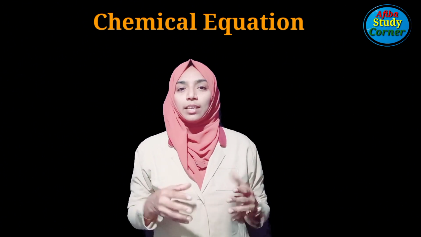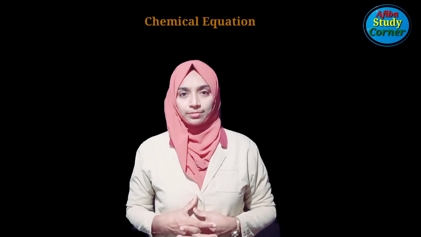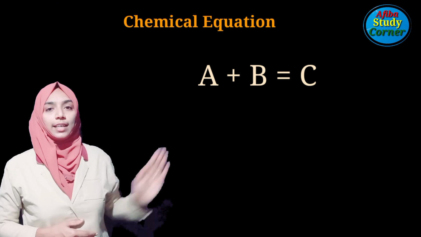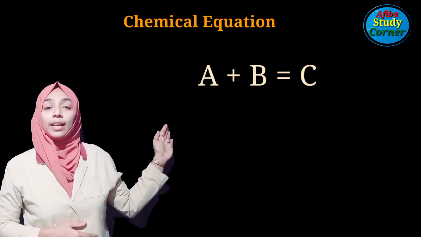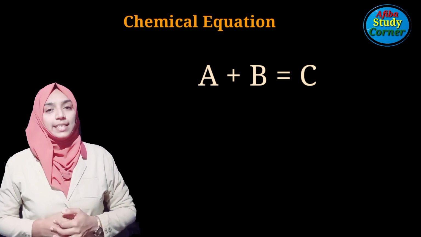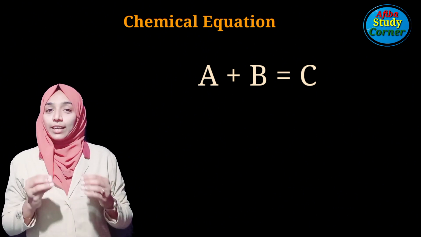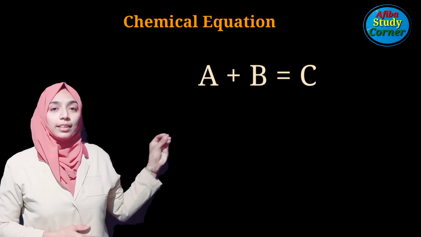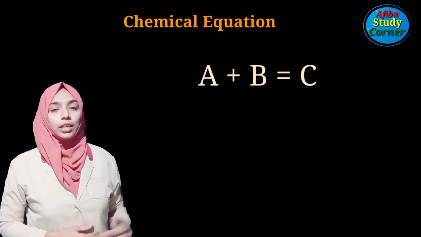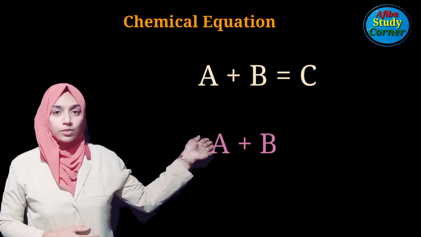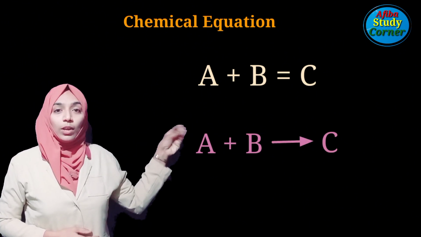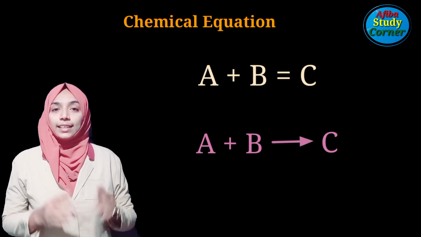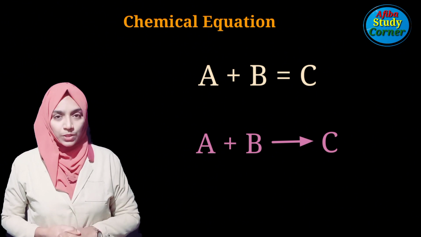I think you studied some equations in your maths subject. For example, A plus B is equal to C. This is one example of an equation in maths. Similarly, in chemistry, we can write some equations. Here I changed this equation into A plus B gives C. Here the equal sign is replaced by one arrow. This is the chemical equation in chemistry.